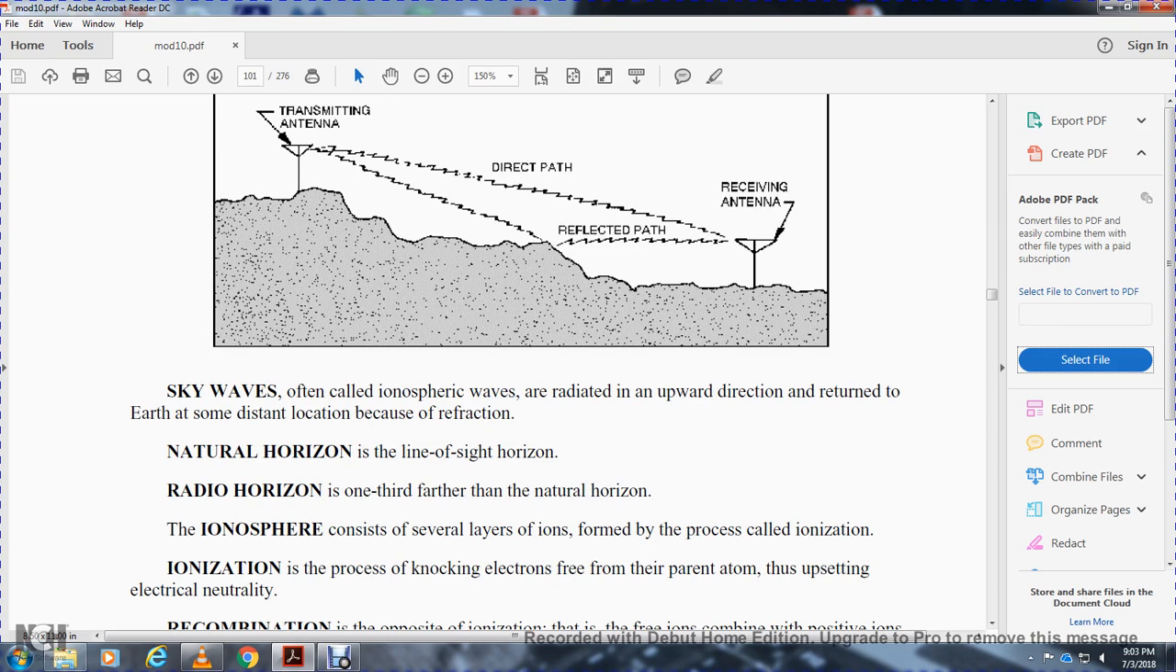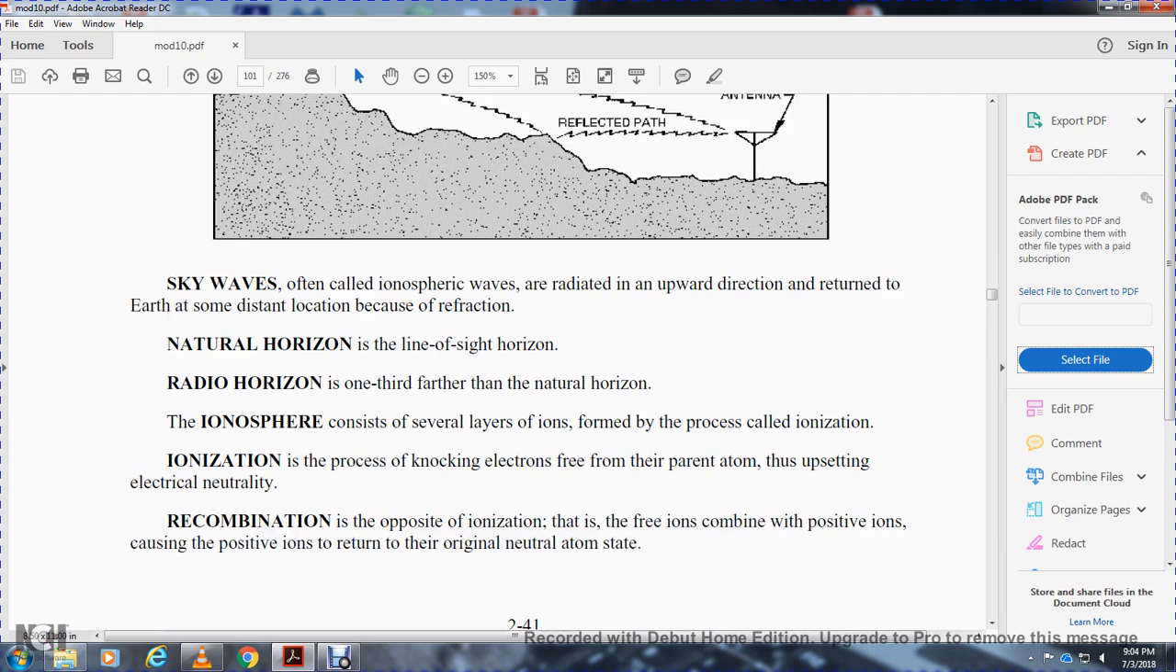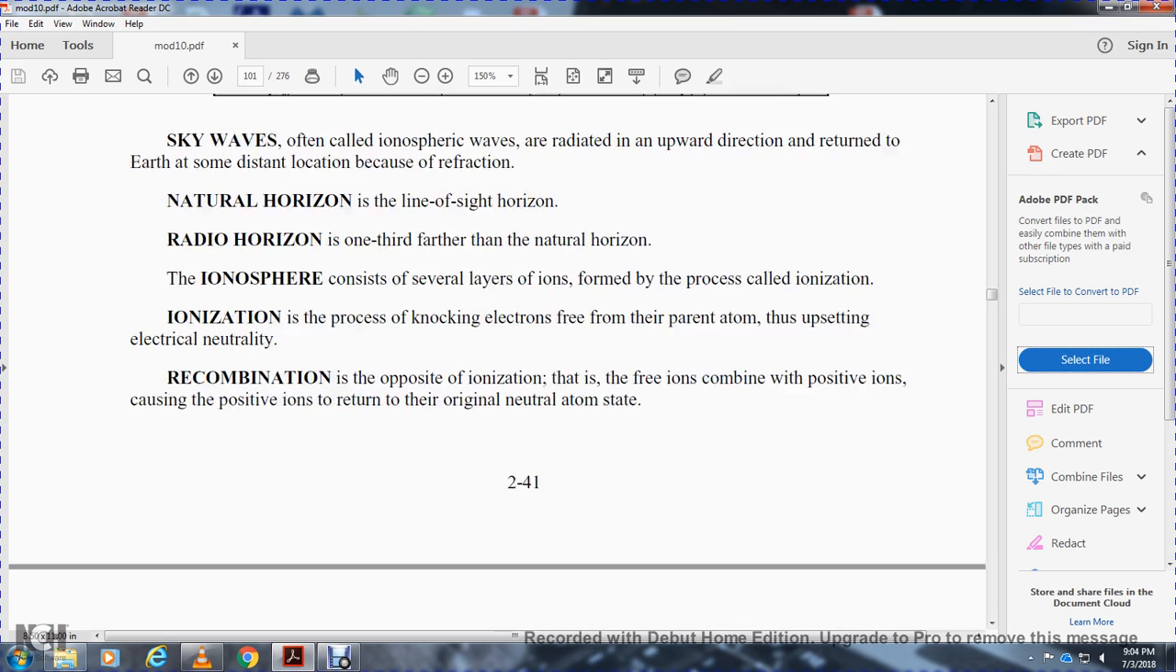The ionosphere consists of several layers. Ions form in this region through a process called ionization. Ionization is the process of knocking electrons free from the parent atom, upsetting its electrical neutrality. Recombination is the opposite of ionization. Free electrons combine with the positive ions to return the positive ions to their original neutral atom state.